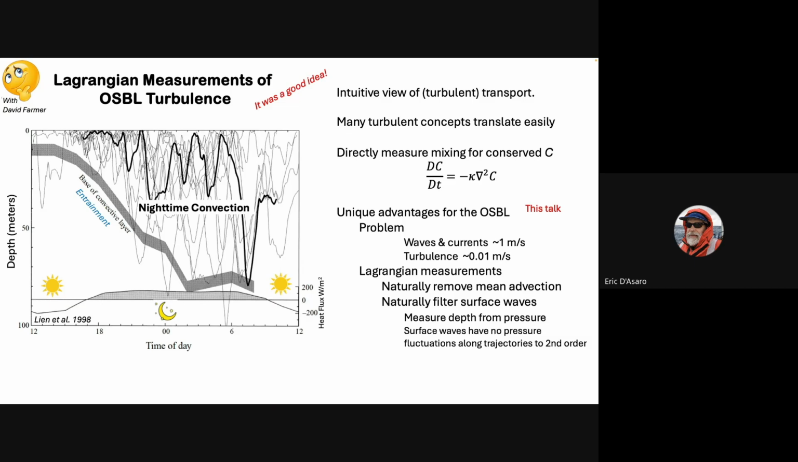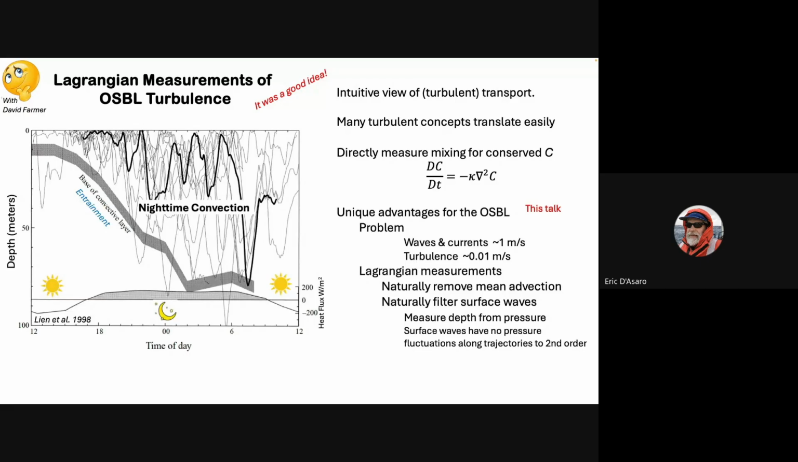And this time of day, it's sunny, daytime. This time of day, it's not sunny. And this time of day, this is called night. And during the day, it's sunny, and at night, it's dark. So there's no solar radiation at night. And these are a bunch of trajectories, of Lagrangian trajectories.